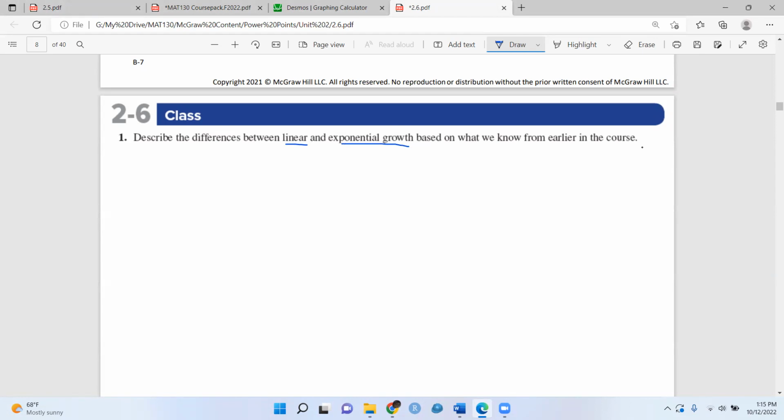So linear growth is adding a constant. It can be positive or negative. Well, if it's growth, it has to be positive. So it's adding a constant. We call that thing slope, and it has an initial value. And the amount we add never changes. So that's what we knew before. We also know a ton of other stuff already. And then exponential growth is we're multiplying by a constant.